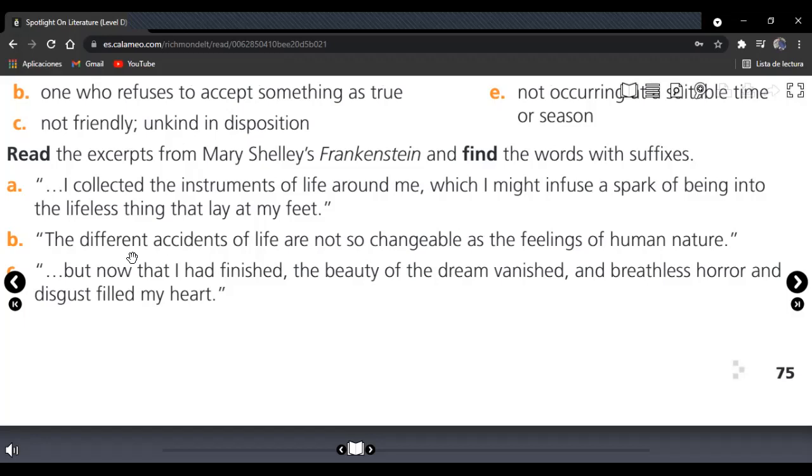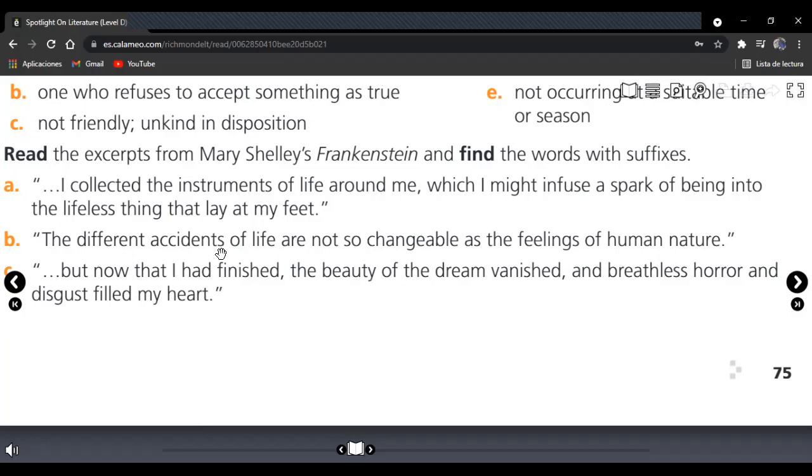Now in letter B: the different accidents of life are not so changeable as the feelings of human nature. Guys at home? Accidents and changeable. Yay, it's missing one. Okay, feelings? Yes, there's another S. Good observation. We have three: S, able, and S.